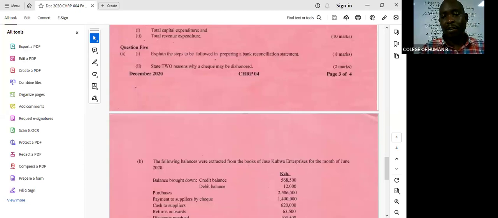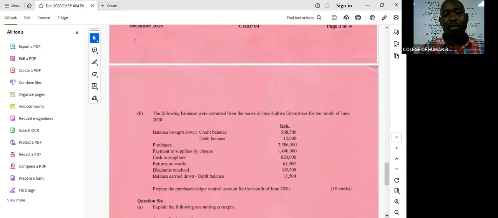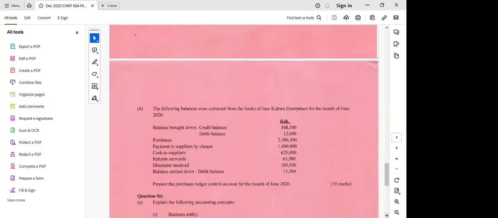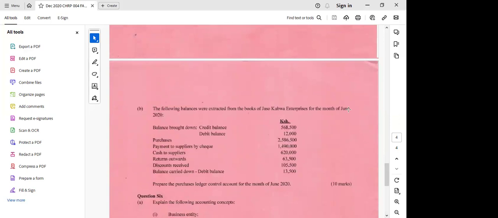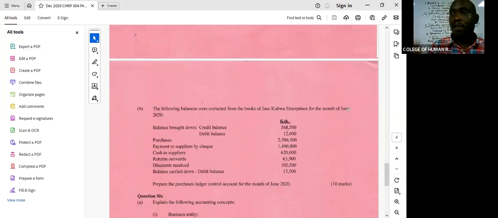That is it. Then we go, Walimu, just repeat that. Which part? Why should a check be dishonored? If it is dishonored, reason number 1, insufficient balance. Number 2, if the check is stale. Number 3, if the check is not legible.